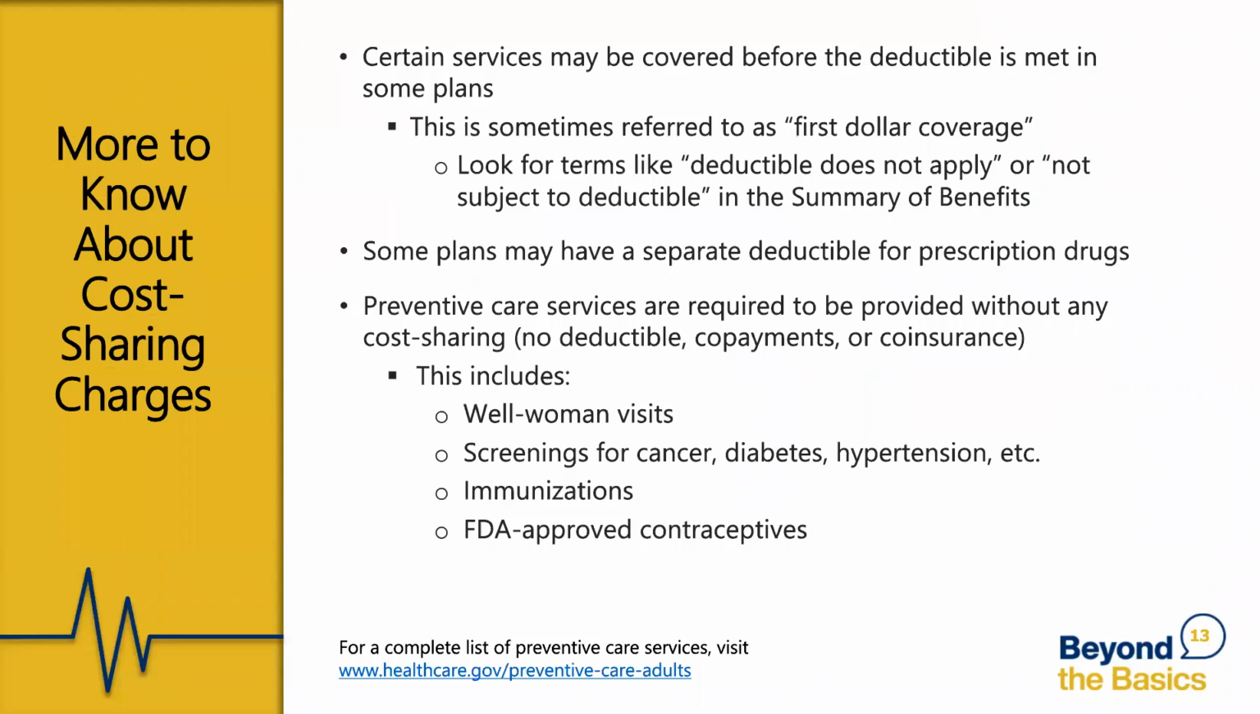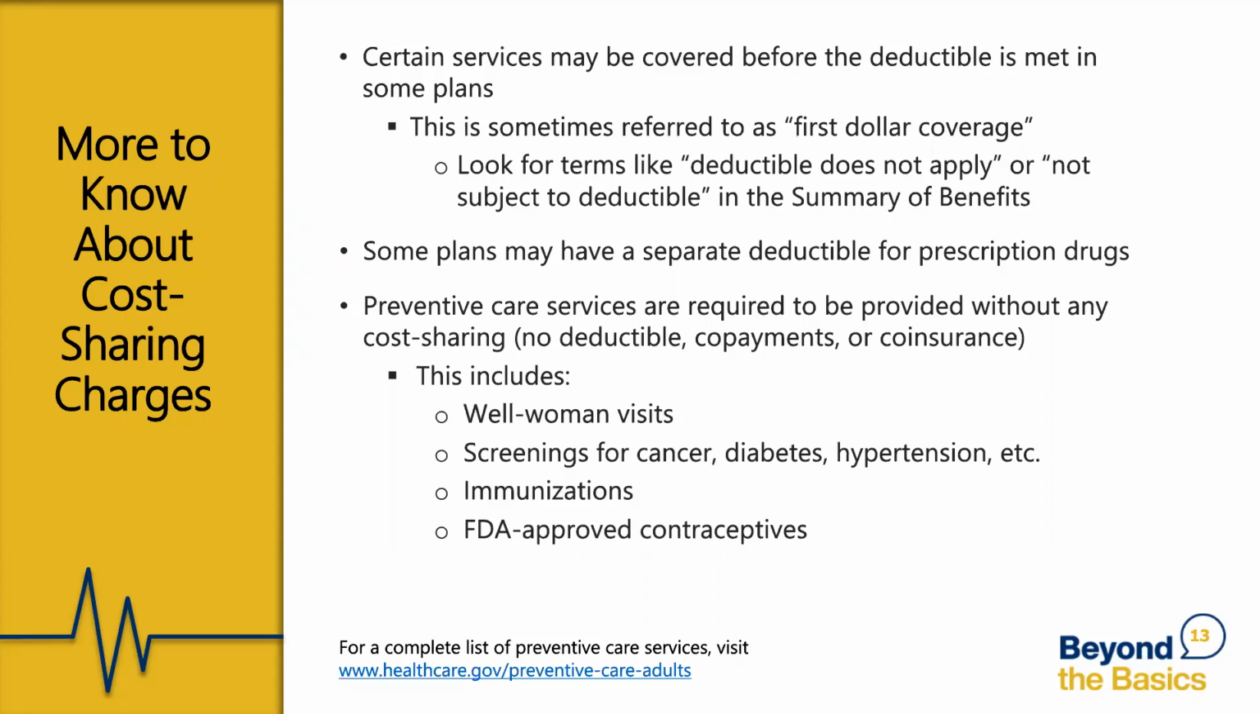Some more details to know about cost sharing charges. Certain services may be covered before the deductible is met by the enrollee in some plans. This is sometimes called first dollar coverage. And to find out if something is covered before the deductible or apart from the deductible, it may say things in the summary of benefits and coverage, a document we're going to talk about in a minute, like deductible does not apply to this service or that service is not subject to the deductible. And some plan designs may have a separate deductible for prescription drugs. So one for all medical care, and then a separate one that's usually a lesser amount for prescription drugs.